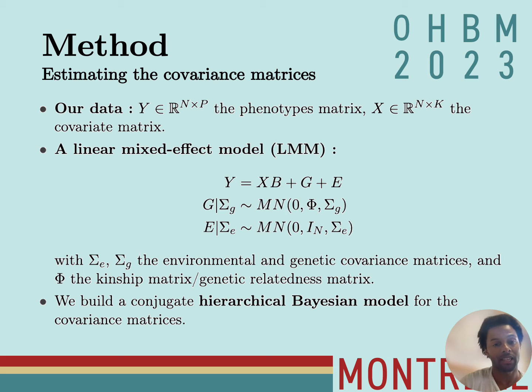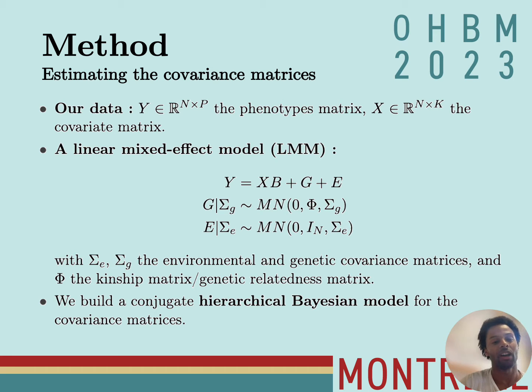Because we're in a multivariate setting, those things are matrices, and G and E follow what is called a matrix-variate normal distribution. So it basically means that each coefficient of those matrices is normally distributed. Now let's look at G, which is the genetic source of randomness. It is controlled by two things, phi, which is the kinship matrix or genetic relatedness matrix, which tells us how the individuals in the study are genetically correlated, and sigma G, which is the genetic covariance matrix that tells us how the p phenotypes are genetically correlated.